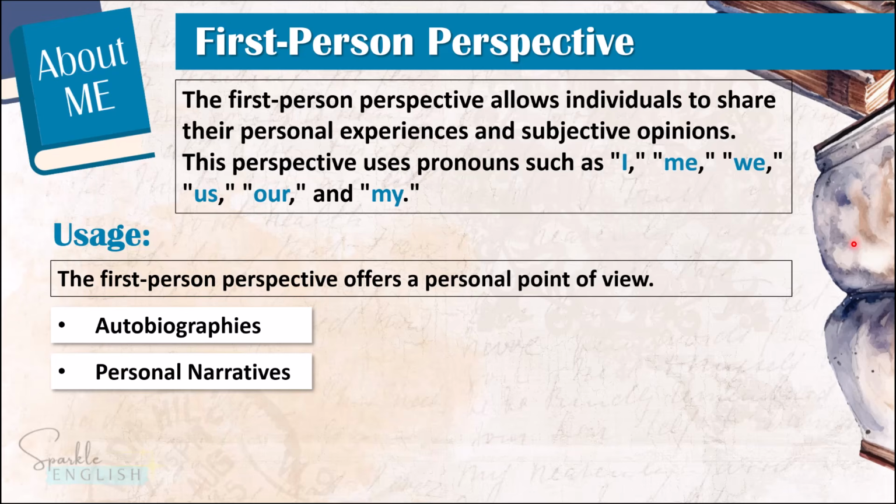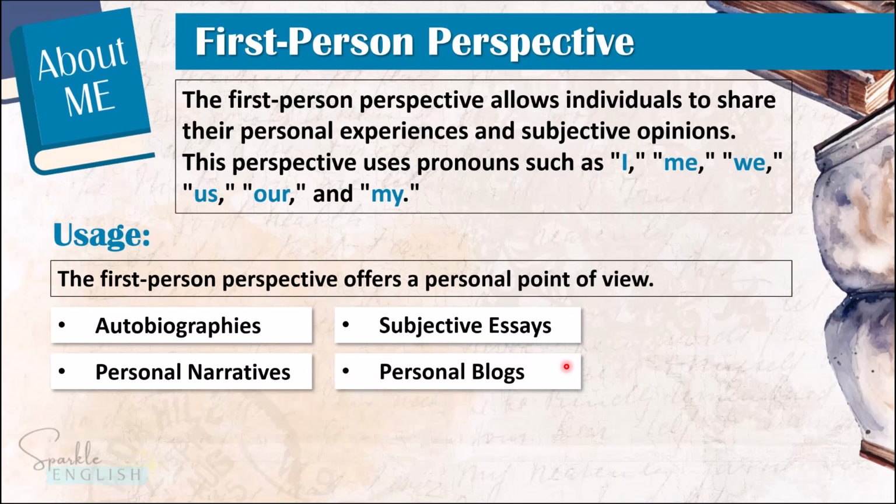We use it to write personal narratives, subjective essays, personal blogs, in memoirs. Sometimes we see the first person perspective in fictional novels as well. An author may choose to write their novel or short story in the first person perspective because it allows the reader to dive deep into the author's personal thoughts, feelings, and experiences. It makes you connect with the author and with the main character.